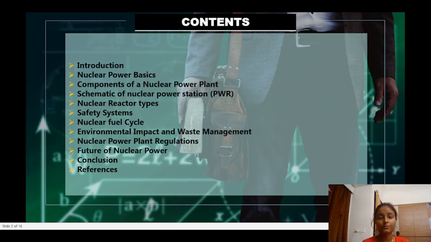So the contents of this presentation are introduction to nuclear power plants with its basics. Further we'll move on to the components and the schematic diagram of the station and the types of nuclear reactor, along with the safety systems, nuclear fuel cycle, environmental impact and waste management. Next comes nuclear power plant rules and regulations, the future of nuclear power and the conclusion related to this presentation.